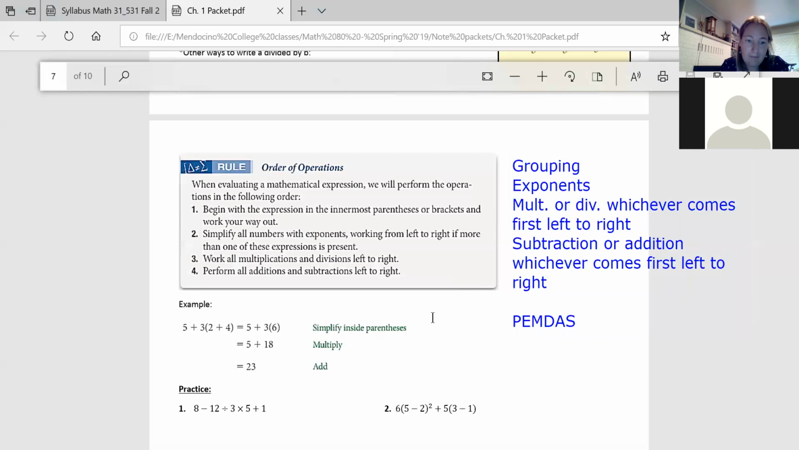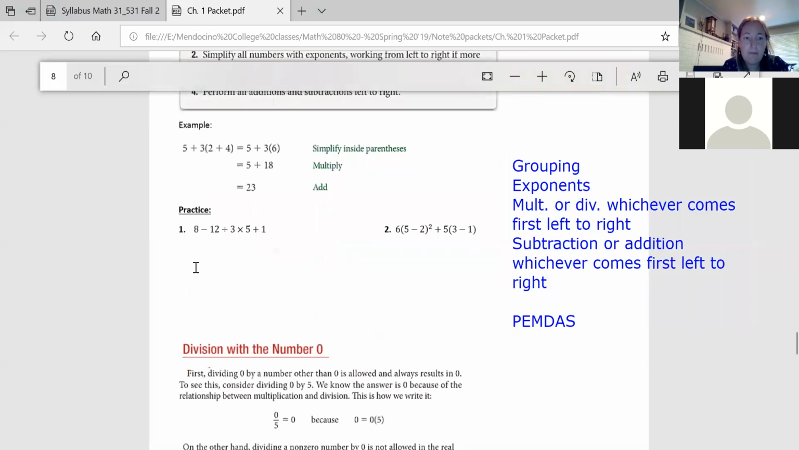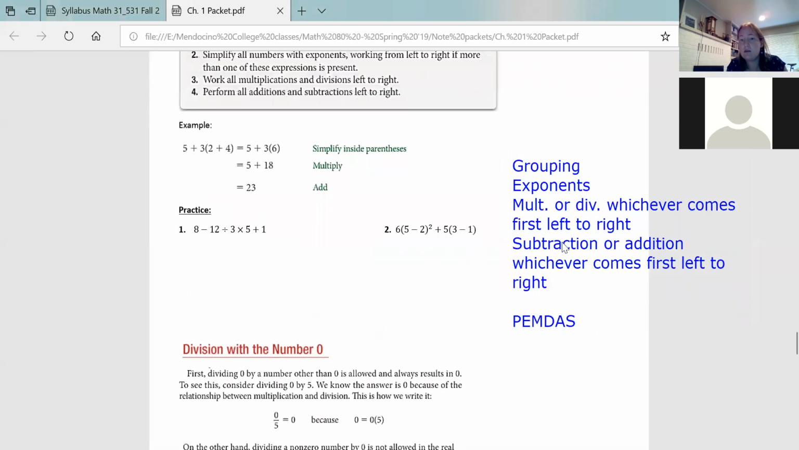So there's a couple practice problems down here. One, there we go. And so you can see that on here, you're going to do this division before you would do the multiplication, because again, it's division or multiplication, whichever comes first.